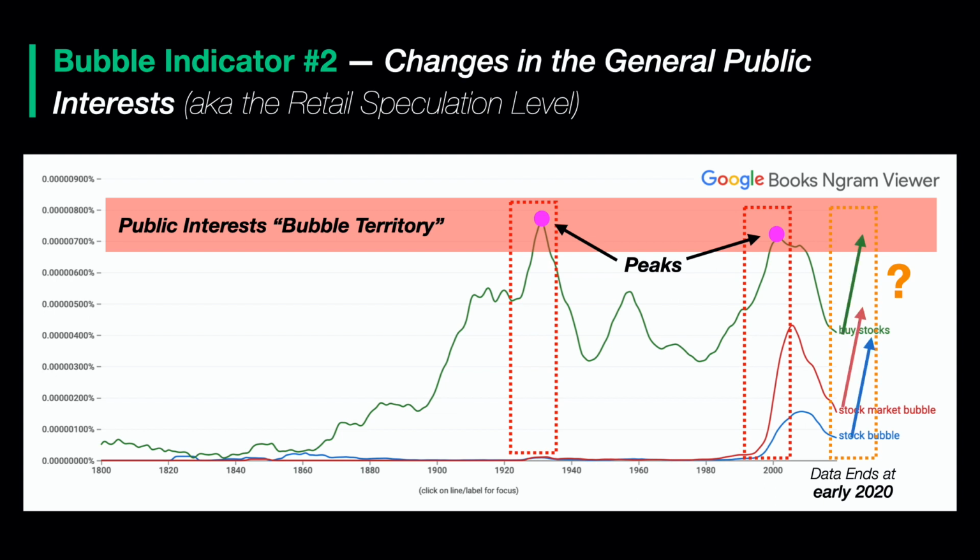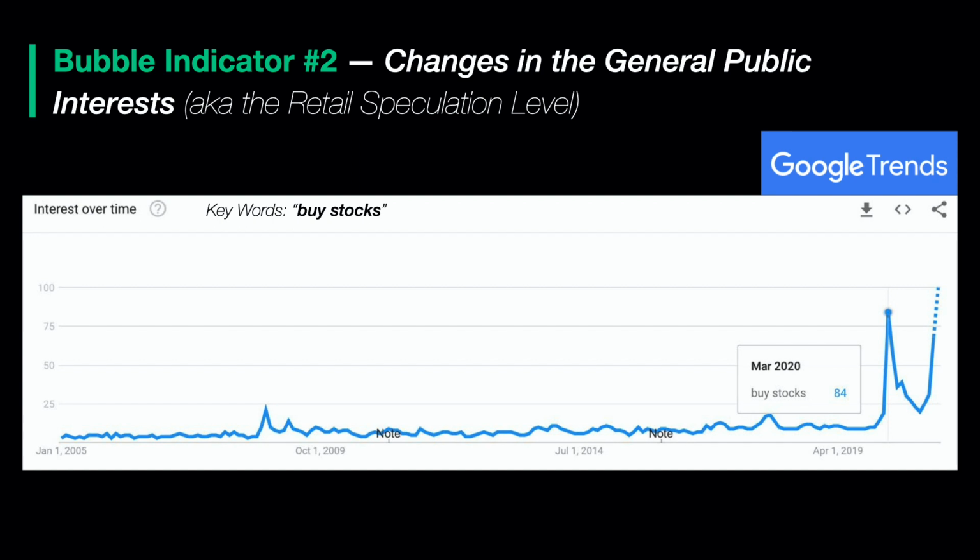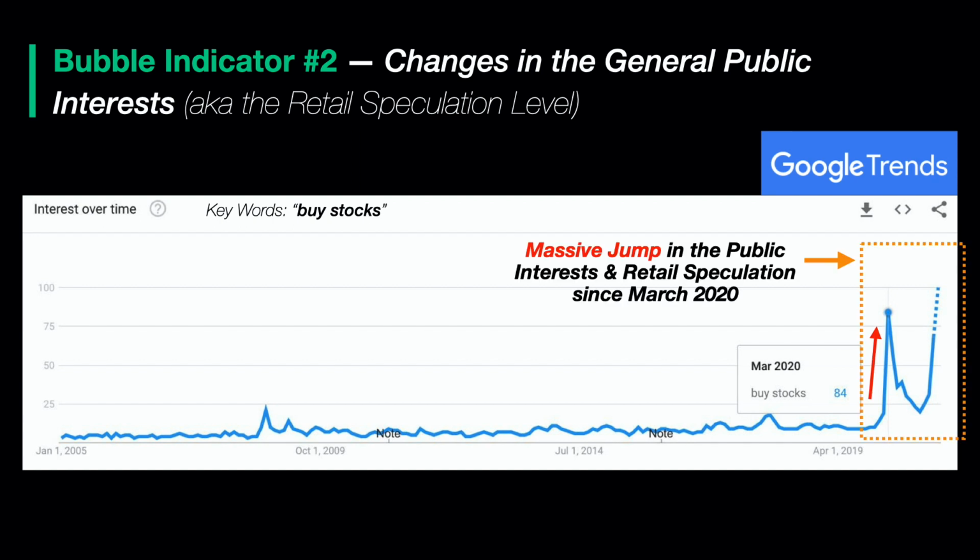We should expect this chart will have a dramatic bounce to the upside when the new data comes in. But we actually have another way to find out, with Google Trends. If we search "buy stocks" on Google Trends, we can see that there's actually a massive jump in the public interest around March 2020. And right now, this level of interest is actually making a new high.